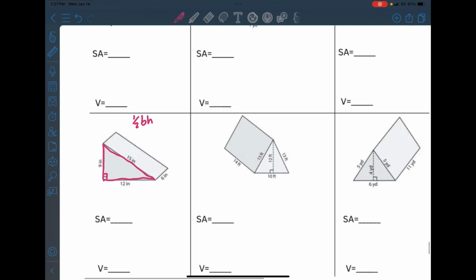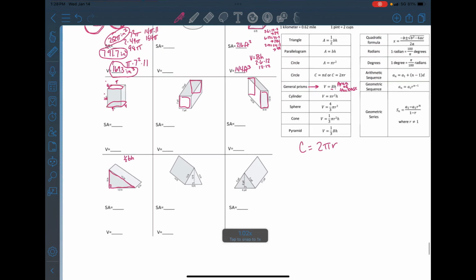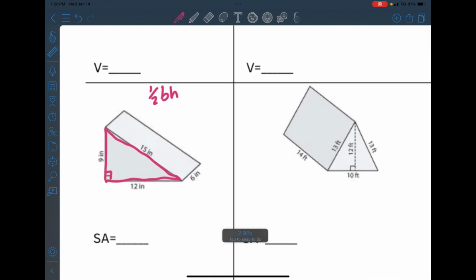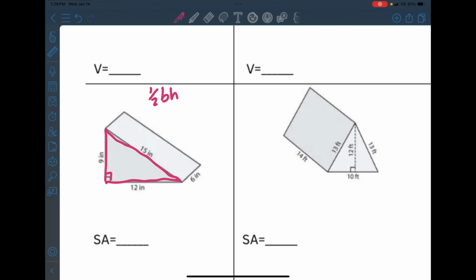Remember, our base and height make a right angle. And do you have that on there? Right here. Our base and height always make a right angle. So 1/2 base times height. So 1/2 times 12 times 9. So if you put that in your calculator, 0.5 times 12 times 9, you get 54.